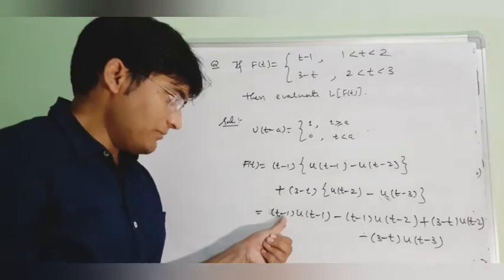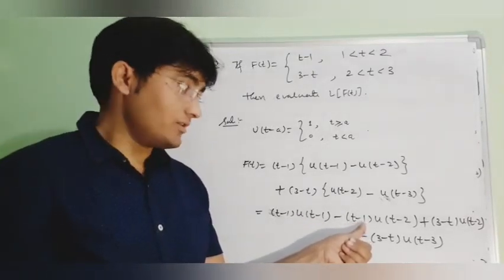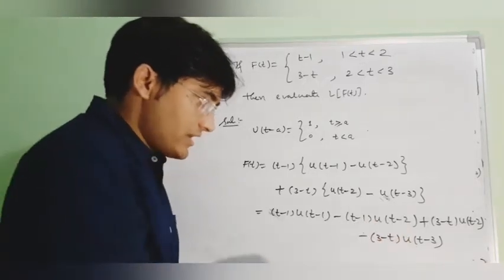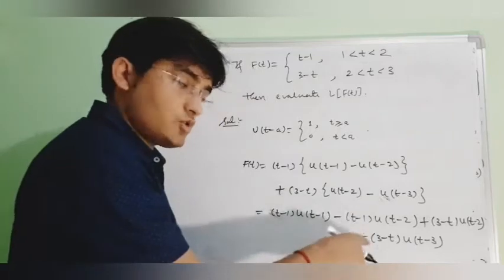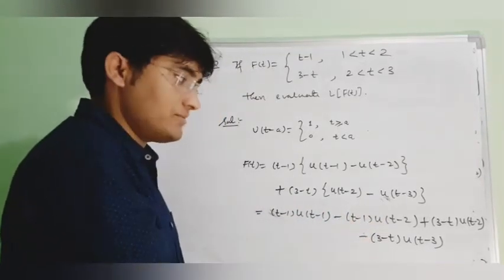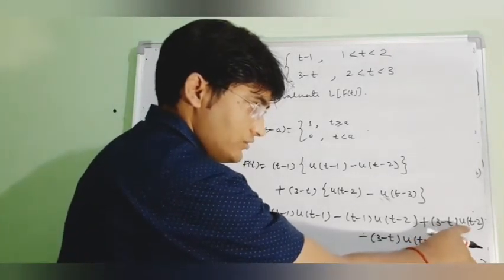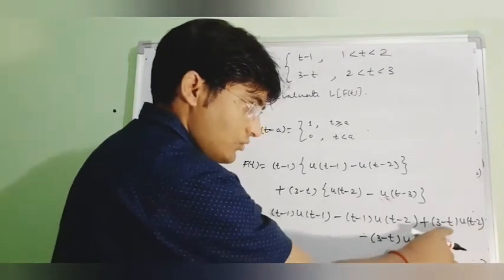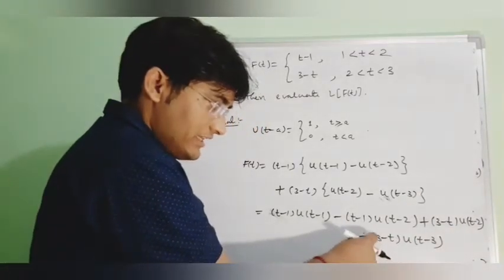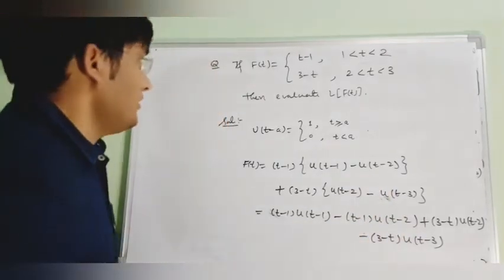Now this is your f(t minus a) u(t minus a), but here your a is 1, and here you can see that your a is 2. So we will try to remove this t minus 1 in terms of t minus 2, so that we can use the formula of second shifting. Again, here you can see that we have u(t minus 2). We will try to remove this one in t minus 2. And here we can take minus sign common, then it will be your (t minus 3) into u(t minus 3).